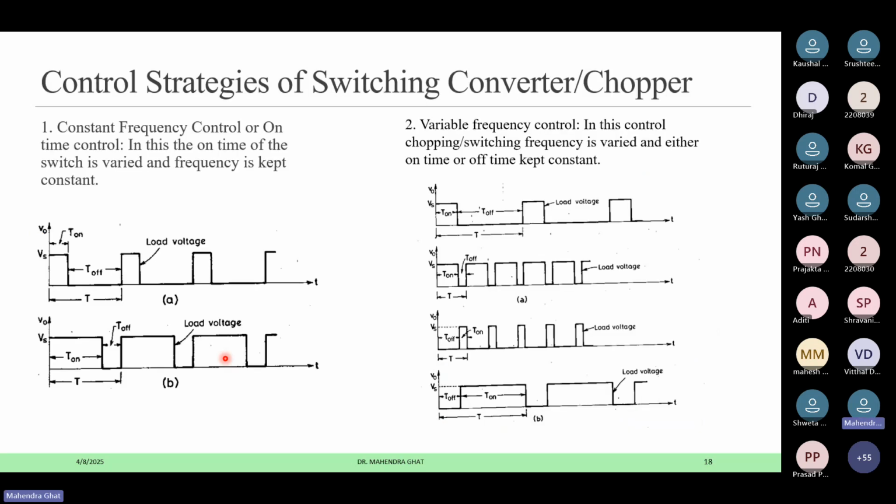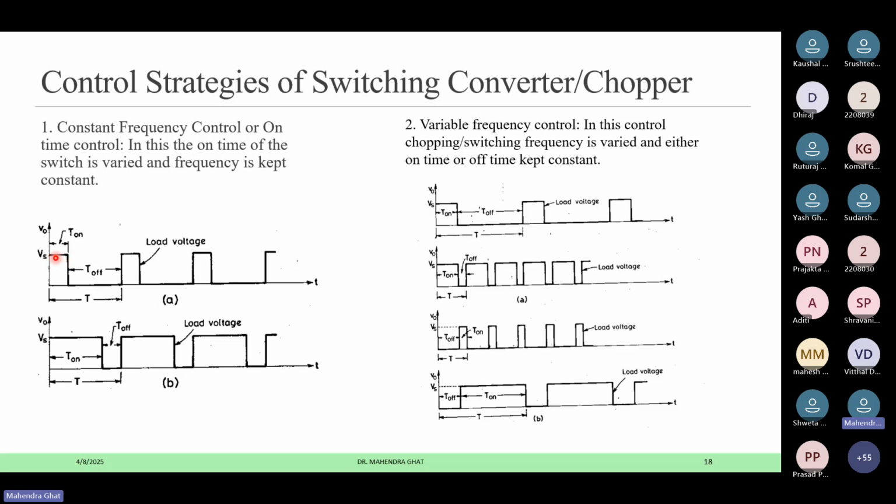Okay. And as we derived the equation, how will we control the output? There are mainly two methods. One is the constant frequency control or the on-time control, and the other one is the variable frequency. Because to control the output voltage, we have to control the D, and D is nothing but T on into F. So either we can control the T on or control the frequency.